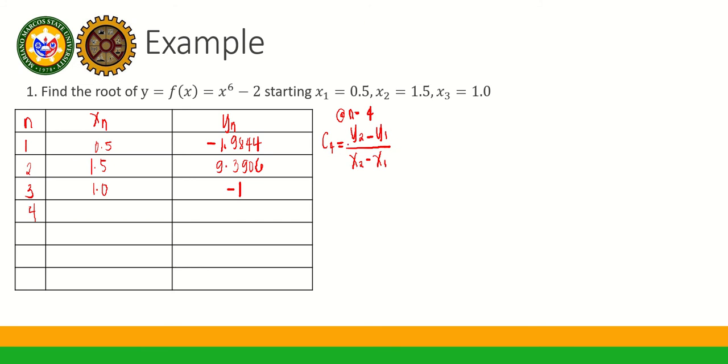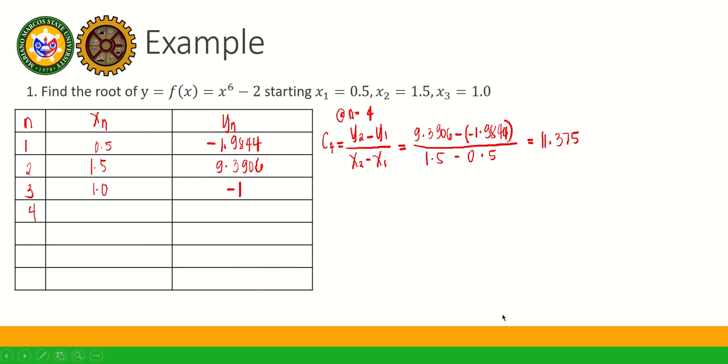And, substituting the values of y sub 2 and y sub 1, tapos si x sub 2 minus x sub 1 dito, this will be equal to, y sub 2 natin is 9.3906 minus negative 1.9844 all over, sorry, all over our x sub 2 is 1.5 minus 0.5. So we will get a value for our c sub 4 equal to 11.375.